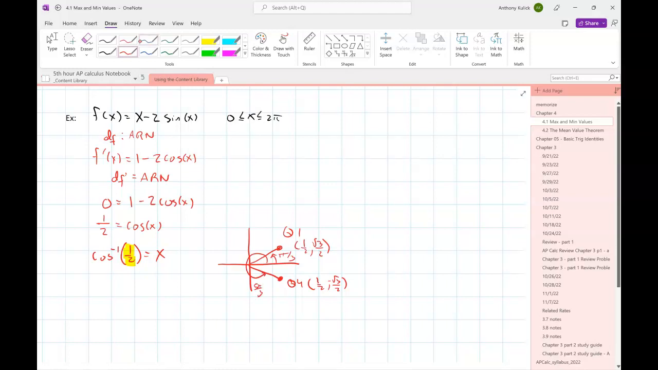Those are things that you should have memorized, or at least be able to draw a picture and reason your way through. Worst case scenario, if it's a calculator problem, you could do cosine inverse of 1/2 in degree mode, which comes out to be 60 degrees, and then convert that into radians. But this is one that you should be able to recognize. We did a lot of practice with this last year. So those are my critical values.